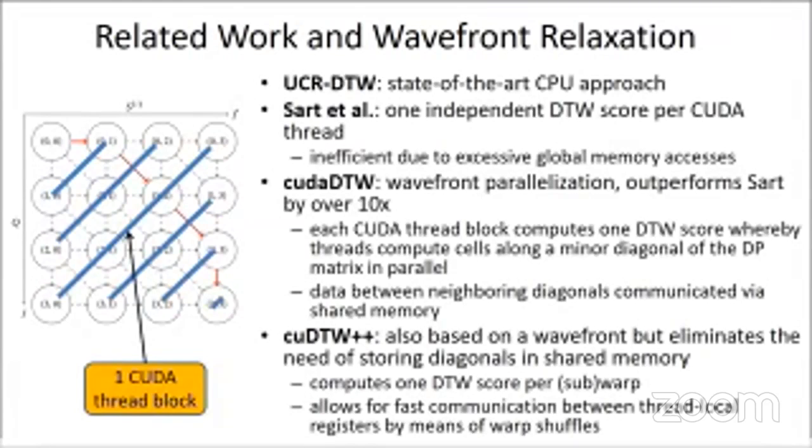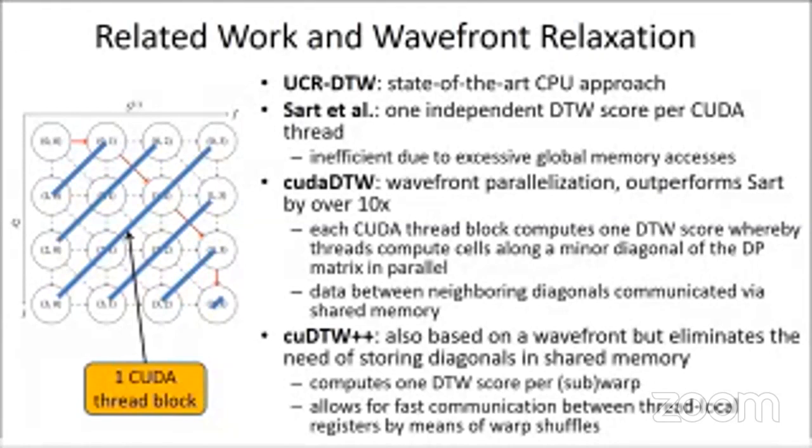In previous work, related work, UCR-DTW is the state-of-the-art CPU approach for dynamic time warping. Zart et al. were the first to parallelize that on CUDA, but they do not use a CUDA thread block. They just use one CUDA thread per dynamic time warping score calculation. So this is highly inefficient due to excessive global memory accesses. Then a Wavefront parallelization scheme was proposed in the cudaDTW software, and the paper can outperform Zart et al. by over 1 order of magnitude.